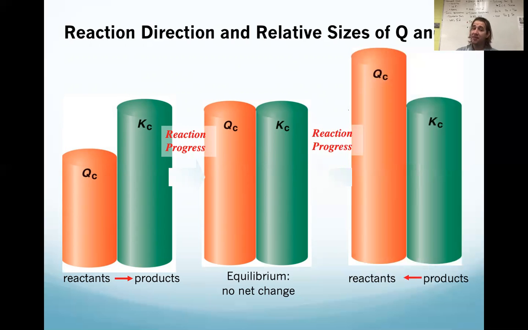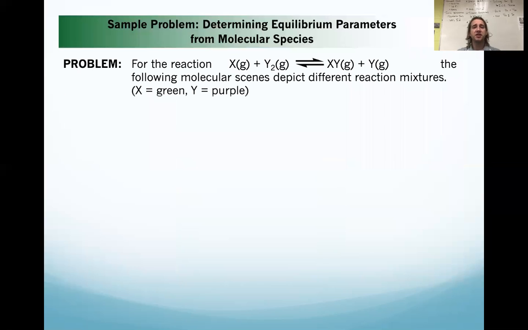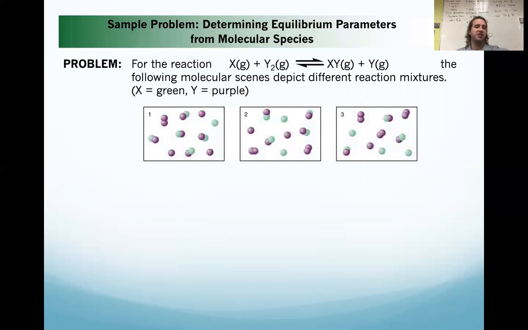And if Q is greater than K, it means we got too many products, too much in the numerator. It's going to react back to make more reactants to try to get those two values to be the same. We're always trying to get to equilibrium. And these kind of start to get shifted depending on how we see our Le Chatelier or where we are in the reaction.